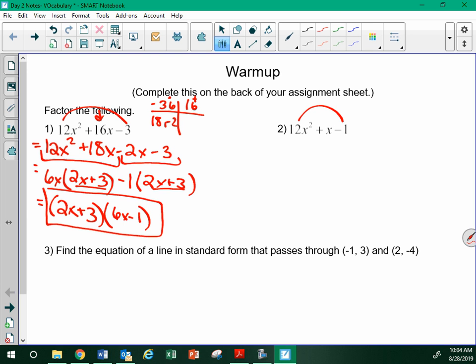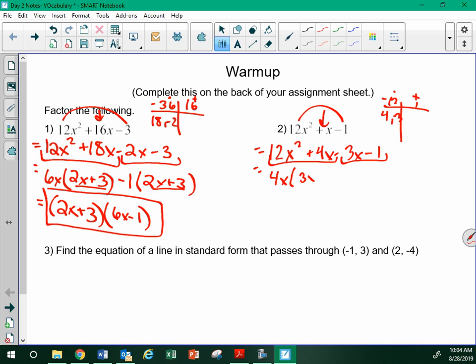All right, so same idea over here. We said no GCF, multiplies to negative 12 and adds to 1. What two numbers accomplish that? What multiplies to negative 12 and adds to positive 1? Good, positive 4, negative 3. So I have plus 4x minus 3x minus 1. GCF, GCF. So we've got 4x, 3x plus 1. Again, we can take out that negative 1. Insides match.